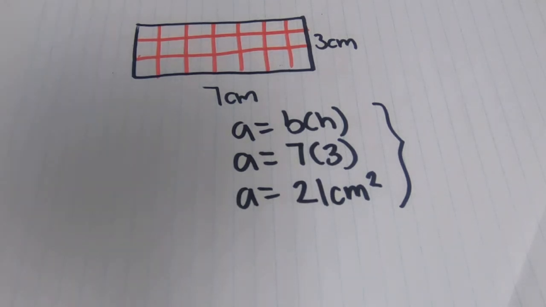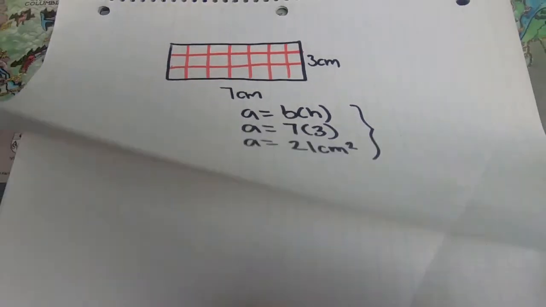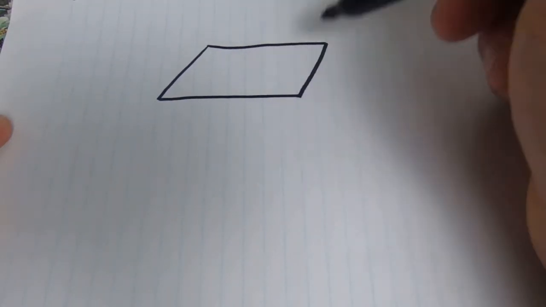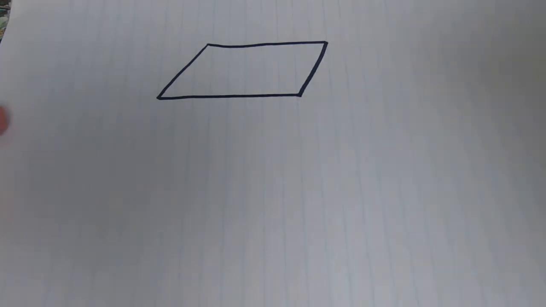Let's try another one together here. Hopefully you're copying these down and trying them out on your own. It'll really help you when we go to do them. I'm going to draw another very poorly drawn parallelogram. I apologize. There we go. And we're going to draw a grid for this one as well.